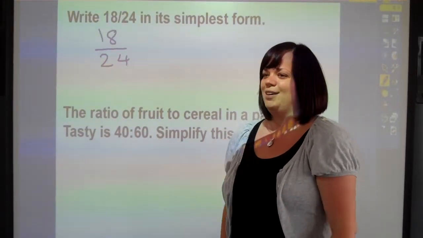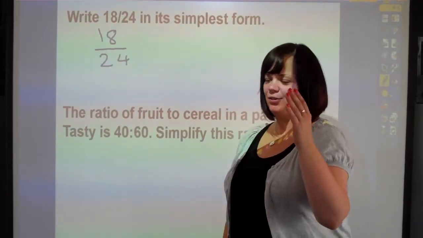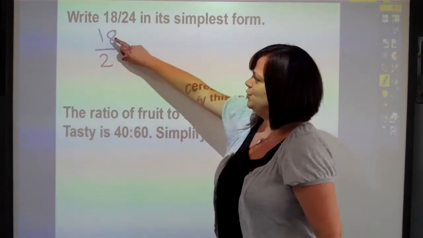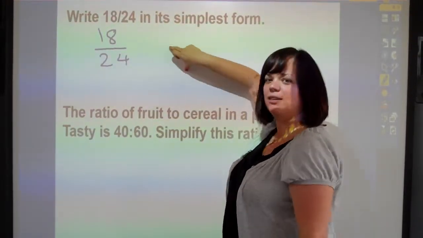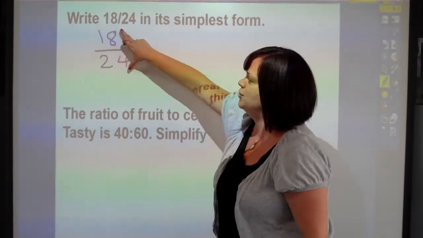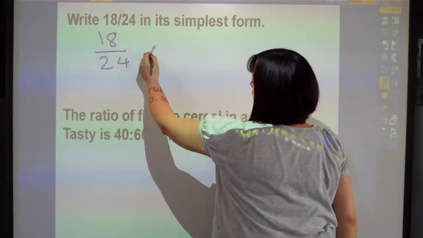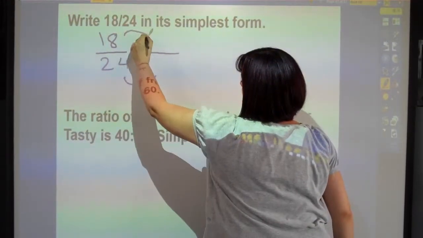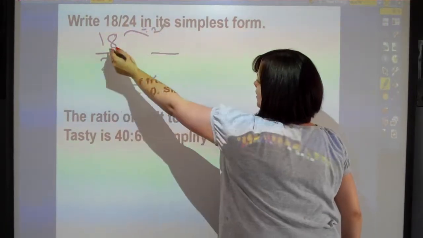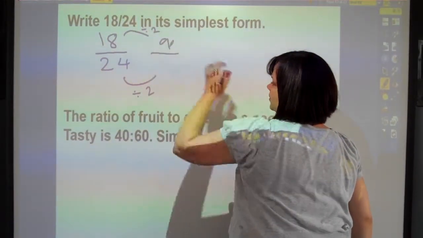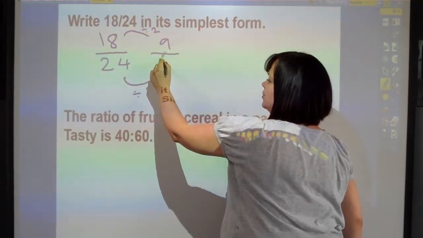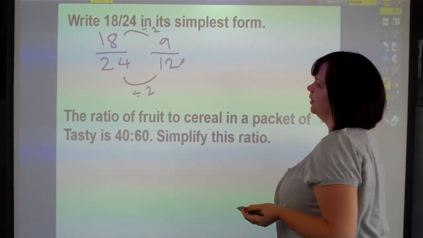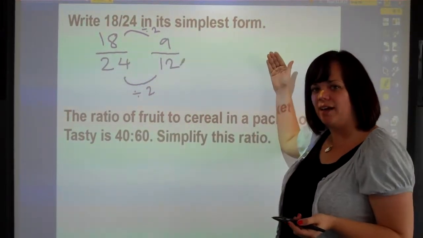If you struggle with your times tables, the easiest thing to do is just look to see if they are even, so you could divide by 2, because you can do it in lots of stages. Okay, so you could divide these by 2. Let me show you. Divide by 2, I do these little smileys and frowns. 18 divided by 2 is 9, 24 divided by 2 is 12. Okay, but I think we could probably get smaller than that.